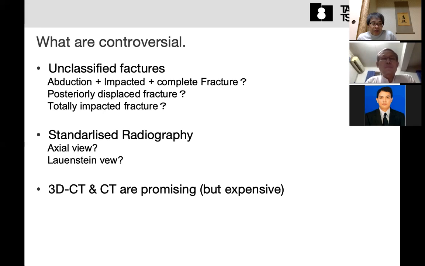This is different. So ideally, axial view should be better. And if possible, 3D CT or MRI, sorry, this is the MRI. MRI is very useful, especially to diagnose non-displaced insufficiency fracture. It is quite impossible to diagnose using normal radiography or CT scan.